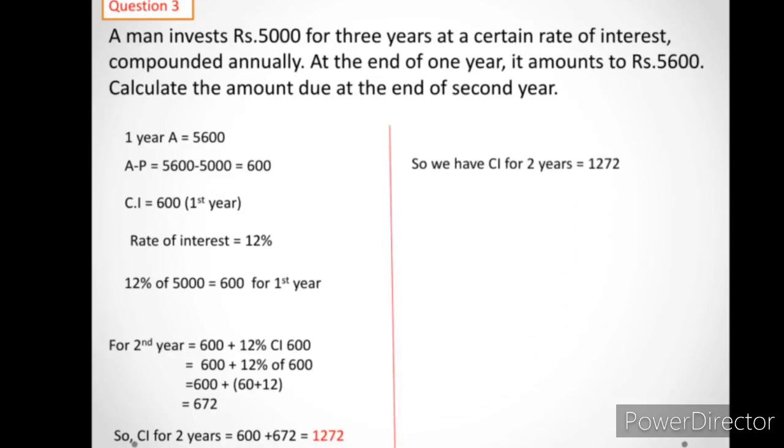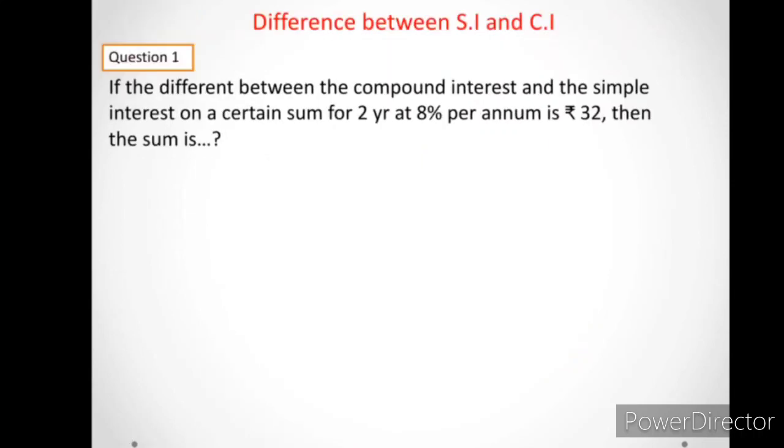Okay. So we have the compound interest for 2 years, that is 1272, and we need to calculate the total amount for 2 years. This is amount equal to principal plus compound interest. We know this formula, simple formula. So by using that, 5000 plus 1272, that is equal to 6272. That is the answer.